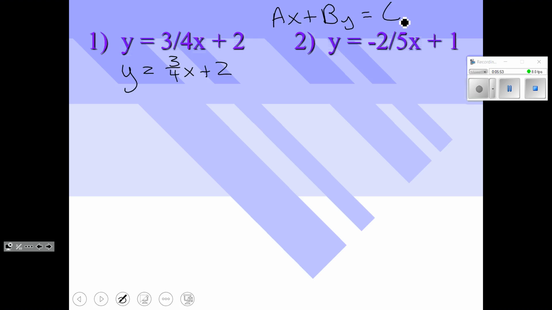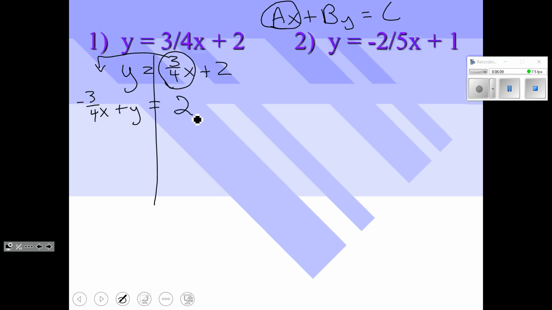Is our x term in the very, very front? No. So we need to pick him up and move him and put him over here. So negative 3/4 x plus y is equal to 2. Okay, so level 1 complete. Is the y next? So we're good there. Is our number at the very, very end? So we've pretty much got him the way we want him, except for our no-nos.